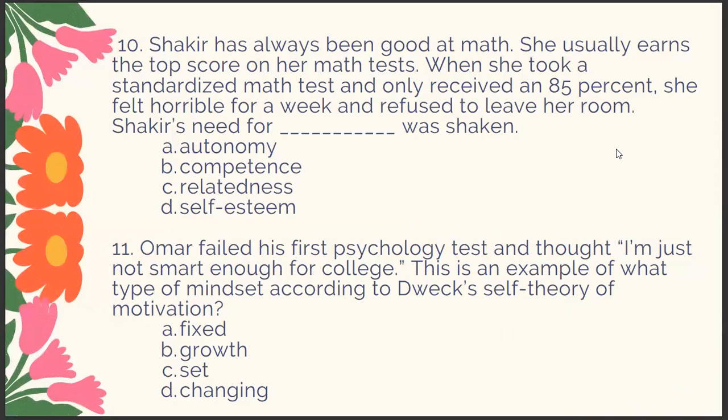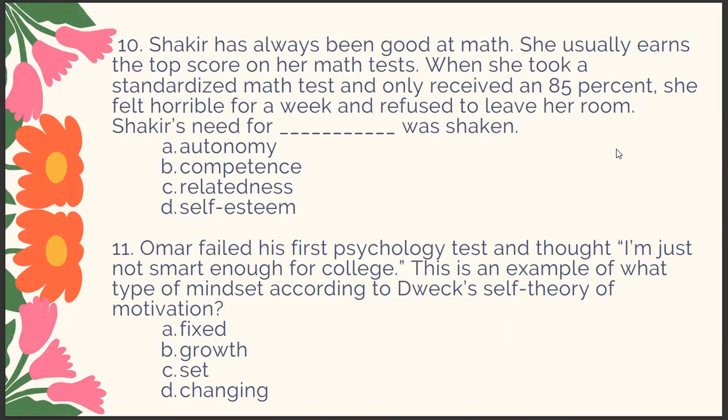Number 10, Shakir has always been good at math. She usually earns the top score on her math tests. When she took a standardized math test and only received an 85%, she felt horrible for a week and refused to leave her room. Shakir's need for blank was shaken. B, competence. She didn't feel competent when normally she can receive a 95% or higher without even trying. It just automatically came to her when she got an 85. She's like, oh, maybe I'm not good at this. I'm just not good at this anymore. Her need for competence was shaken.